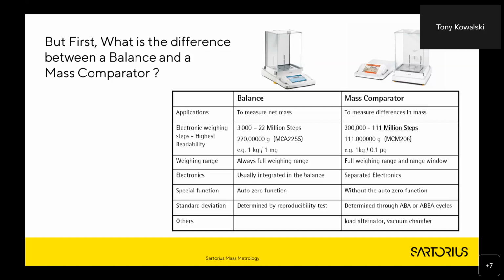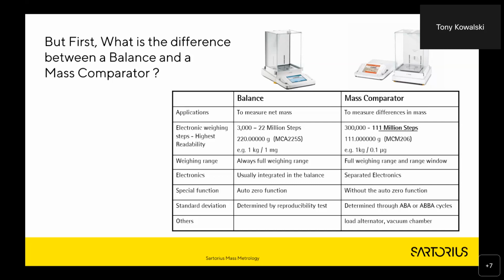On a laboratory balance, you always have a full weighing range. That is from 0 to the maximum. You can see every digit displayed. On a mass comparator, mostly in the manual, their full weighing range, or they could have what we call a range window. And I will explain what I mean by a range window a little bit later.